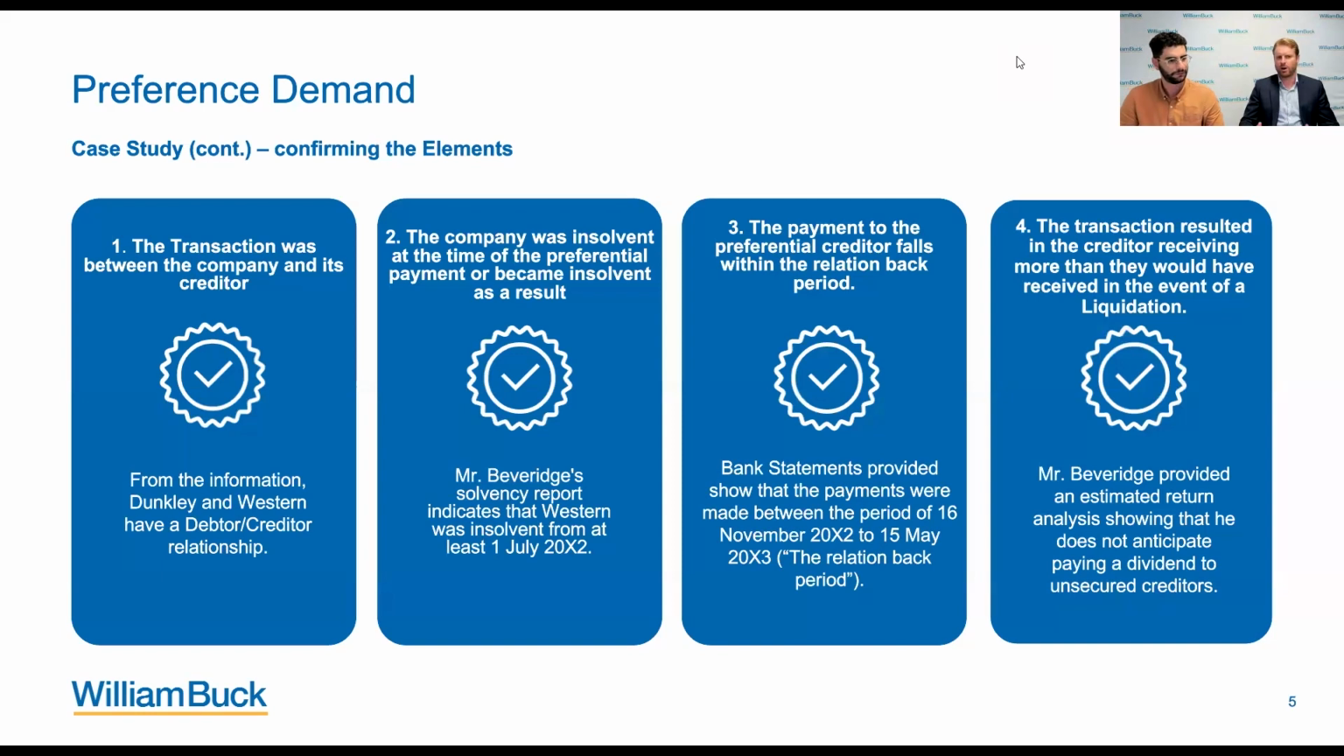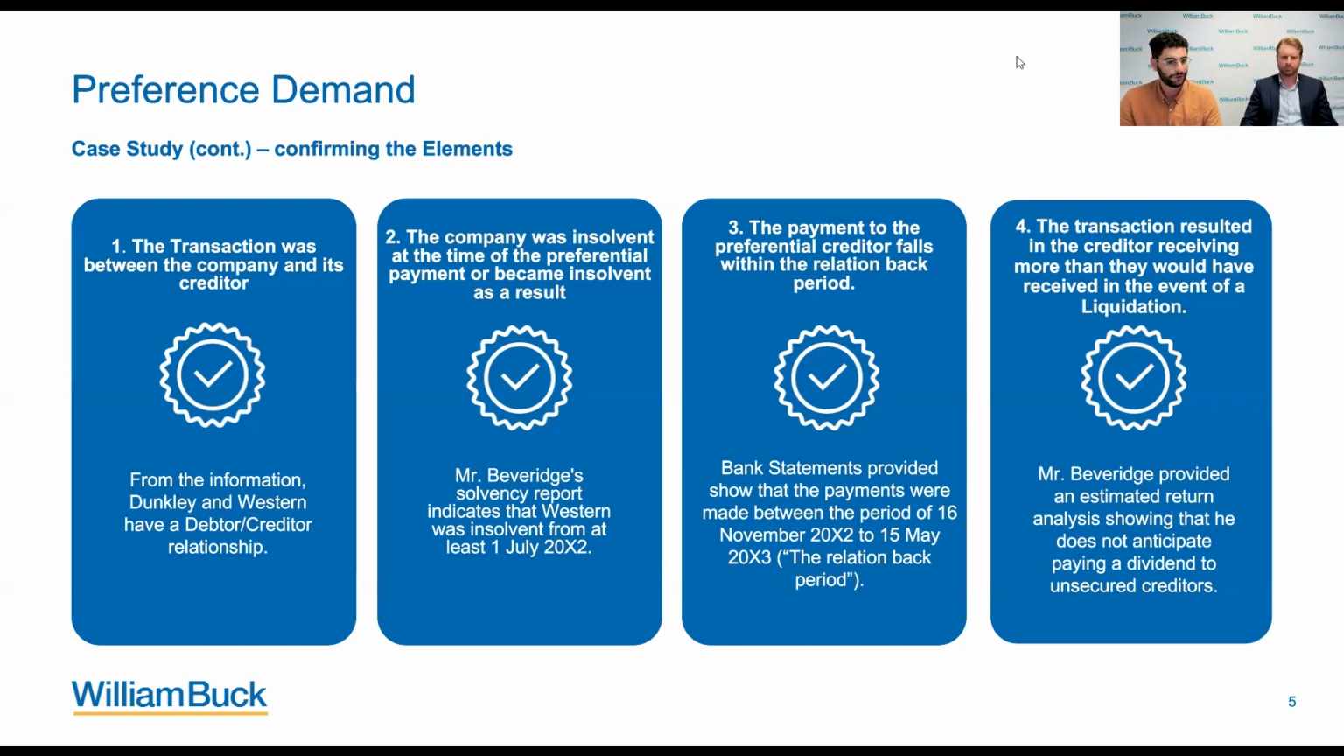So how does this all tie back to the case study we started off with, Frank? Yep. In the background information, the first element is that the transaction was between the company and its creditor. We noted that Dunkley and Western were in a debtor-creditor relationship, so that first element is ticked off. Second element, the company's insolvency. We noted that the liquidator did provide a solvency report, and in his opinion, the company was insolvent from at least 1 July in year 2. So that was some months prior to the commencement of the liquidation and the first payment.